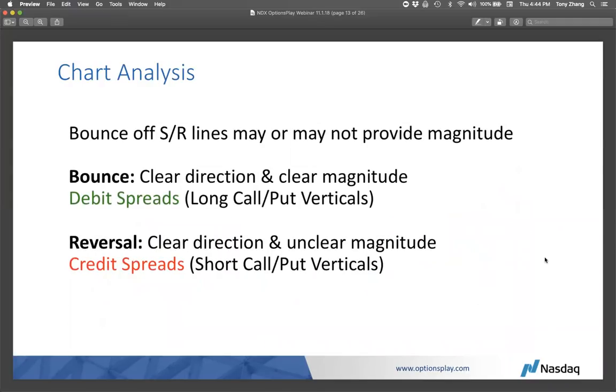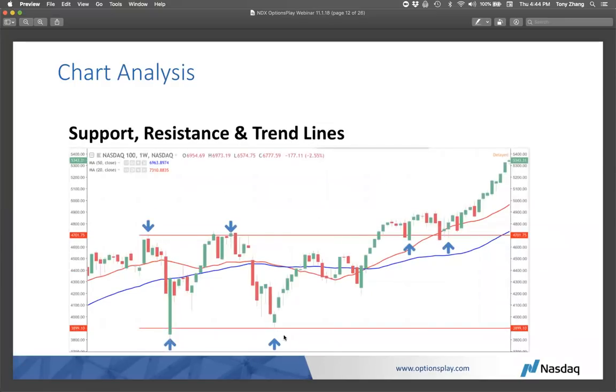First of all, I want to talk about the fact that bounces off of a support and resistance line may or may not provide magnitude. What I mean by that is, as you can see here, when it bounces off support, you can target that resistance level. But a lot of times you may not be bullish enough to think that it's going to move to that resistance level. You might just think that it's not going to go below 3,900 or this floor. So there are two ways to view it. You can either view a bounce as, hey, this is bullish and I think it's going to go higher, or this is hitting support and it's not going to go any lower.